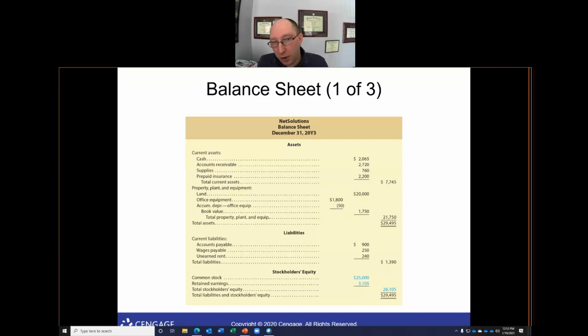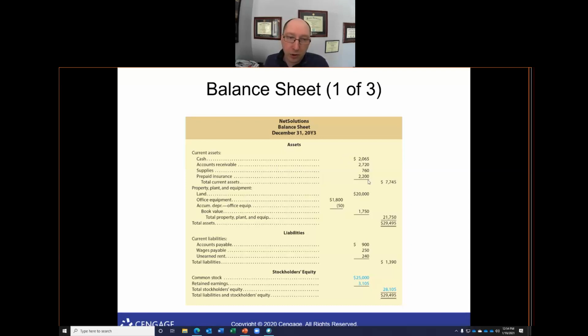Now, we further classify the difference between current assets and long-term assets, or current assets and property, plant, and equipment, fixed assets. Same with liabilities. You have current liabilities, long-term liabilities, total liabilities. Stockholders' equity, you have common stock, retained earnings, total stockholders' equity. Here's how it works. Current assets, that's cash, accounts receivables, inventory, also known as supplies, and prepaid insurance, which is an asset account, which we talked about in Chapter 3.